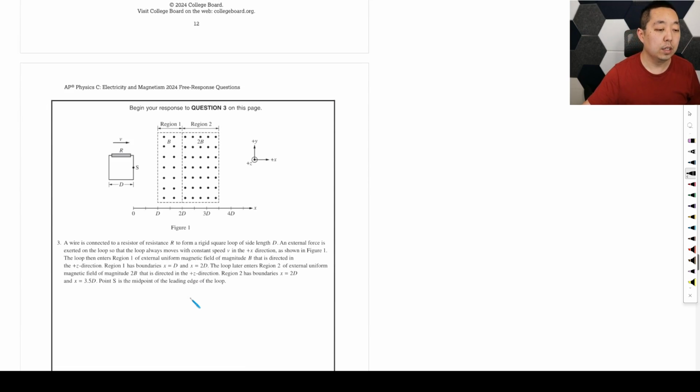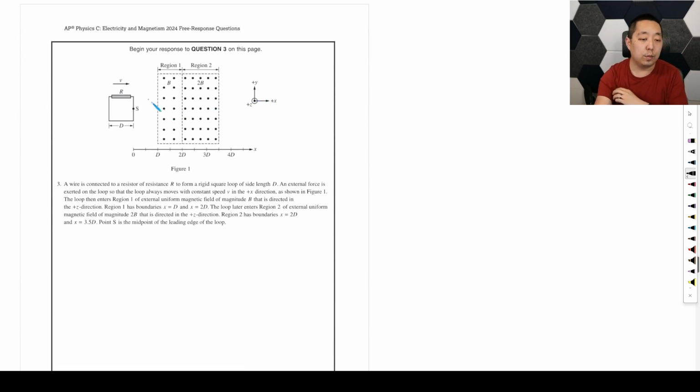Okay, cool. So wire connected resistance R form a rigid square loop of side length D. An external force is exerted on the loop, so the loop always moves with constant speed V in the X direction. The loop enters region 1 of external uniform magnetic field of magnitude B that is directed in the positive Z direction. Region 1 has boundaries from D to 2D. The loop enters region 2 of external uniform magnetic field 2B, directed in the positive Z direction. Region 2 has boundaries 2D and 3.5D. S is the leading point of the loop.